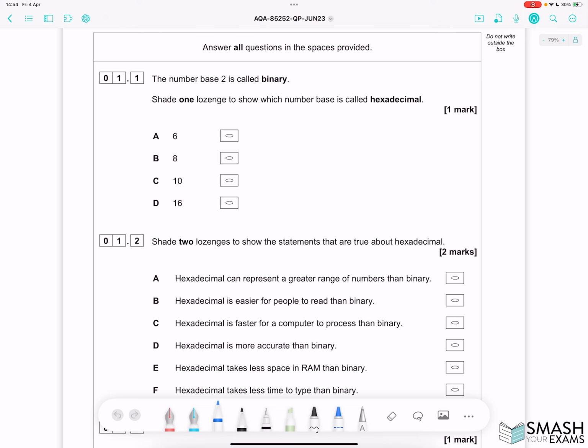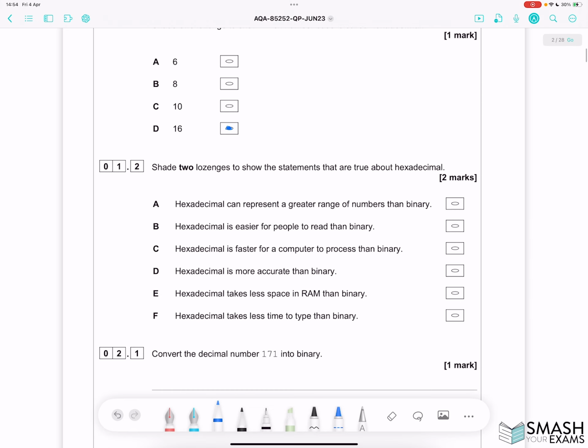So the first question here, it's asking us to take a little look at a multiple choice question, so we'll tackle it. And the first question reads, the number base 2 is called binary. Shade one lozenge to show which number base is called hexadecimal. So of course we know that hex means 6 and decimal means 10. So 6 and 10 means it is base 16. So we complete that lozenge to show that it would be D for the answer for that one.